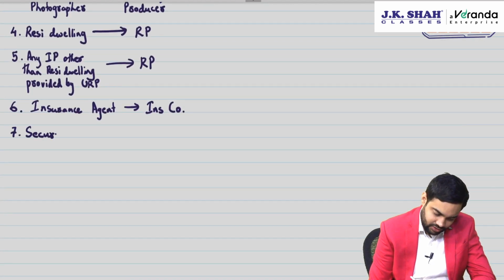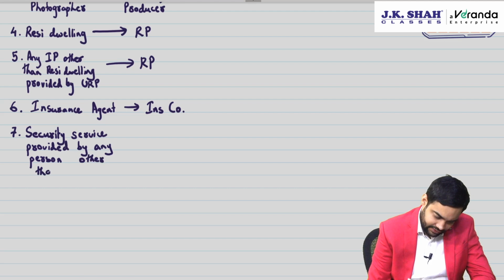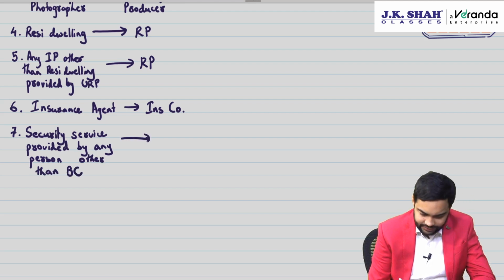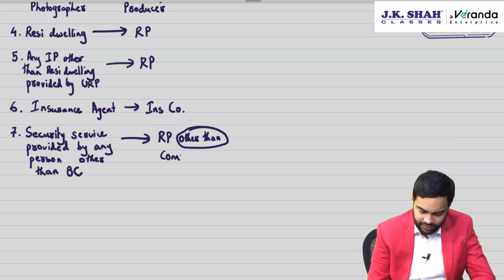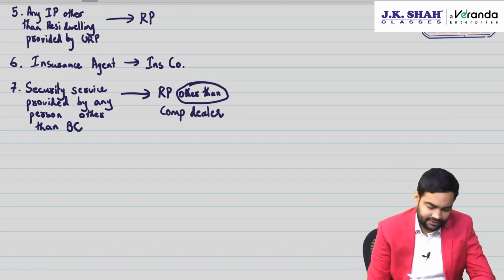Then the law talks about security service. Security service provided by any person other than body corporate. So the supplier should be other than body corporate, and then it says registered person other than composition dealer. So composition dealer is not covered by this, otherwise composition dealer is covered.